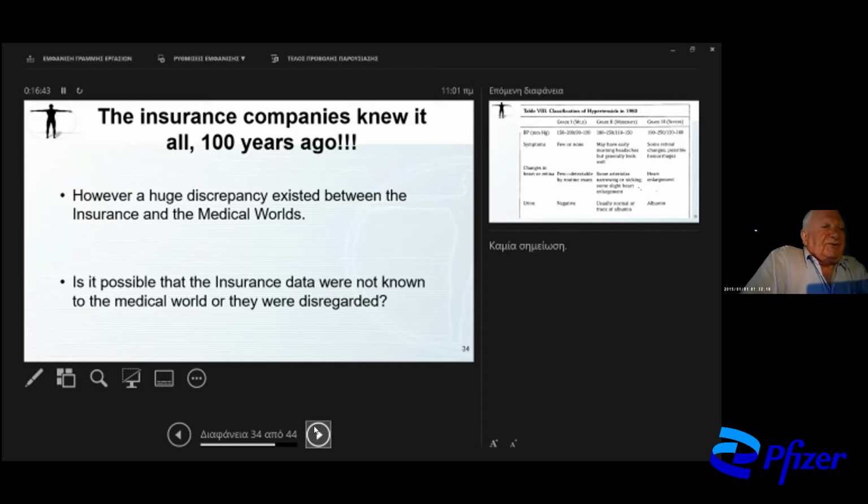However, a huge discrepancy existed between the insurance and the medical worlds. It is possible that the insurance data were not known to the medical world or they were disregarded. Insurance companies had many physicians in their service. So physicians working for insurance companies were aware of the increased risk of mild increases in blood pressure. Now, what happened in the medical world?